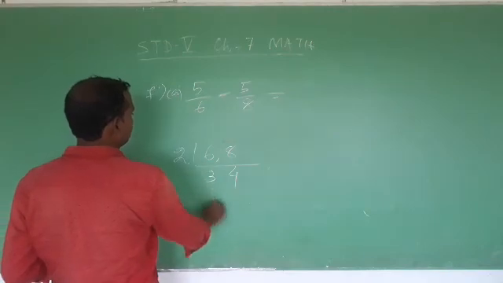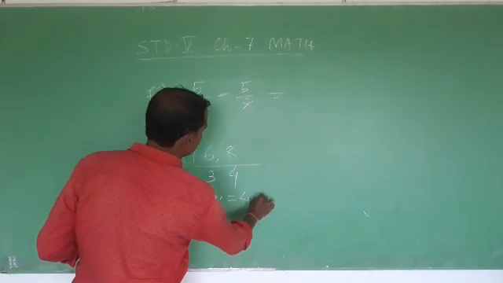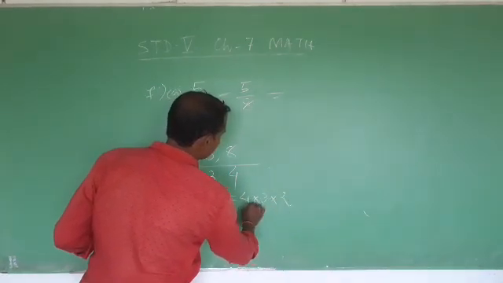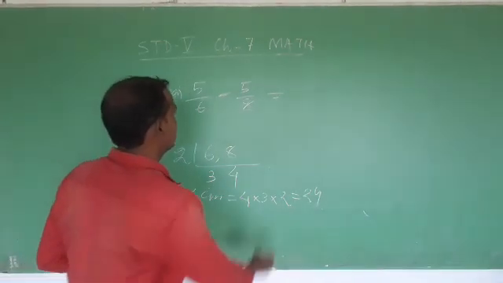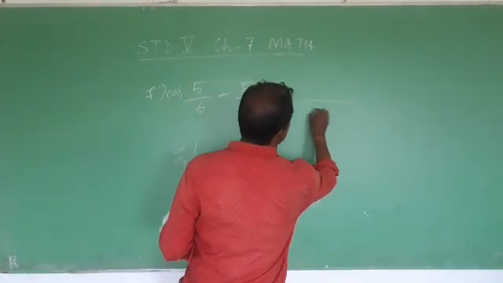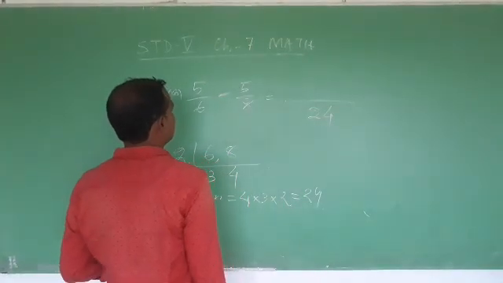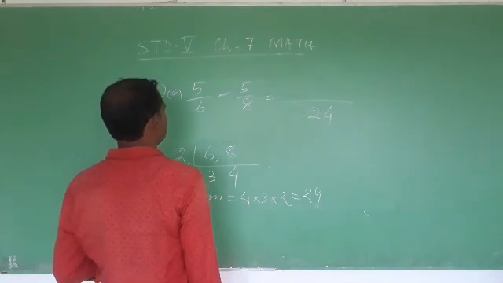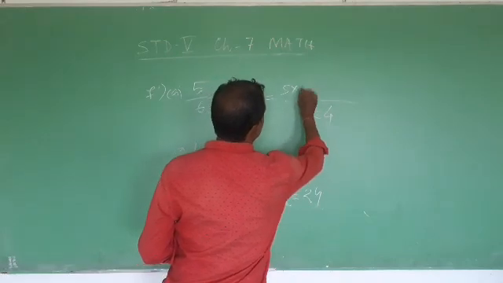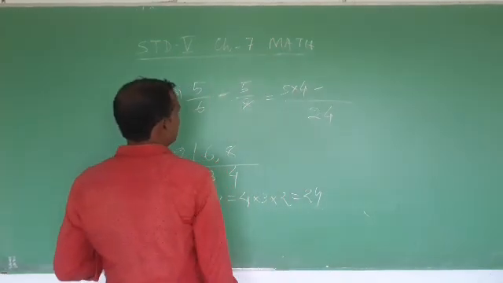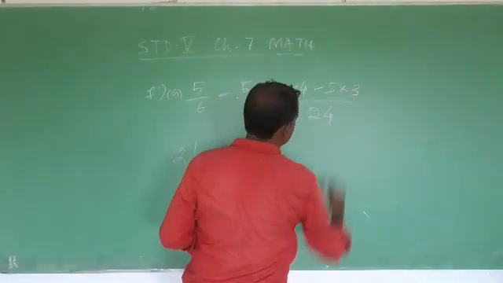You can proceed further. So LCM is 4 into 3 into 2. This equals 24. Now you write here 24. Now divide 24 by 6. 6 4 is 24. Now write 5 into 4, minus 24 divided by 8, which is 3, 5 into 3.